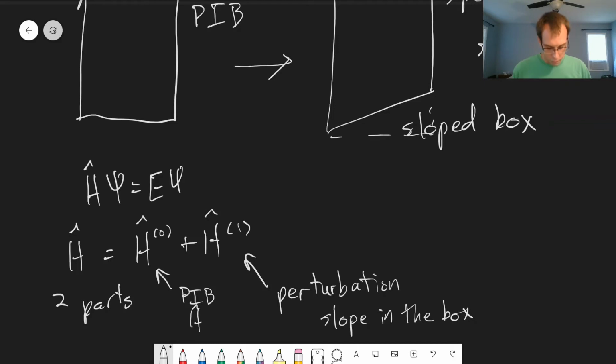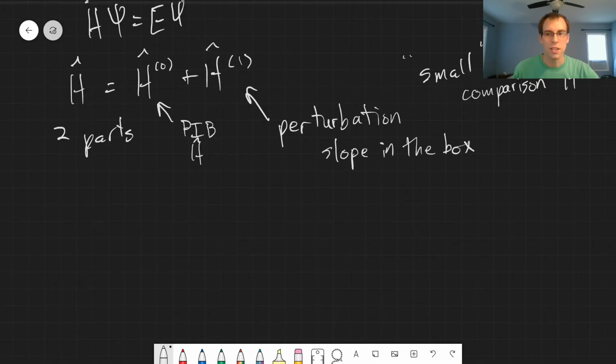All right, and so for this to work, the perturbation has to be "small", I'll say that in quotes because it's not very well defined, but small in comparison to the original Hamiltonian, the H0.